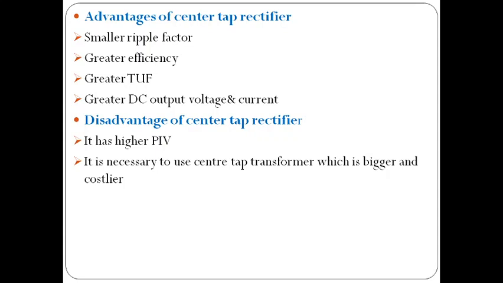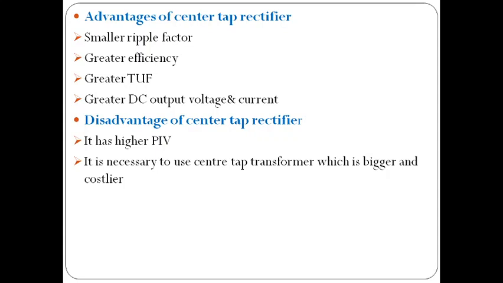So here, higher peak inverse voltage. When we have a higher peak inverse voltage, the diode cost also increases. In this center tap rectifier, the peak inverse voltage of each diode is 2Vm. Yes, it is a drawback. When the peak inverse voltage increases, the diode cost increases, then the circuit cost increases. So it is one of the disadvantages.